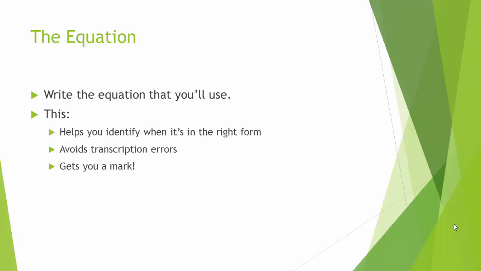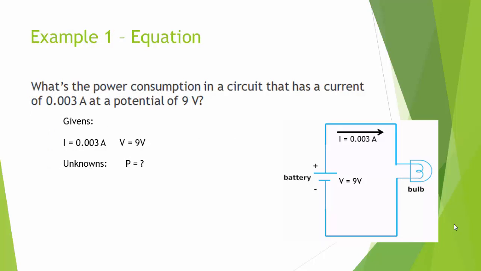It avoids transcription errors. You avoid the errors where you just quickly write it down and you write it slightly incorrectly. It's easy to check over your work. And guess what? Correctly writing the equation gets you a mark. So in this case, our E, the equation, P equals IV. Before we proceed to the substitution step, we make sure the equation's in the right form. We make sure that the unknown is alone.